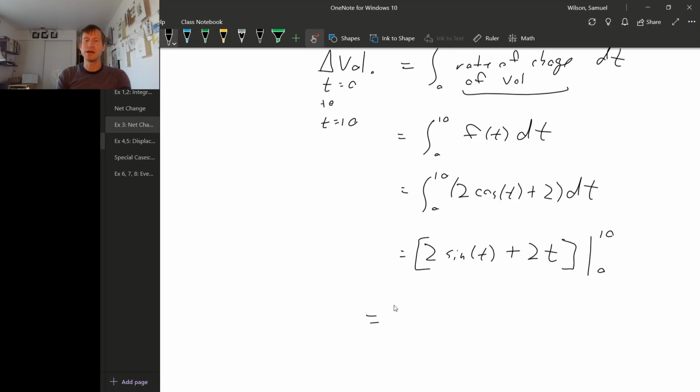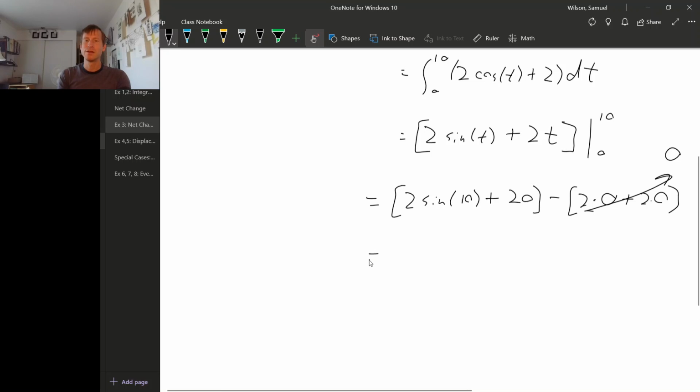Now we can just plug in our bounds. So 2 sine of 10 plus 2 times 10 is 20, minus 2 times sine of 0, which is 0, plus 2 times 0. So this part is all 0. And so the amount of water that's flowed into the tank over those 10 minutes is 2 times sine of 10 plus 20. And if we wanted a decimal approximation for this, we could dump it into a calculator.